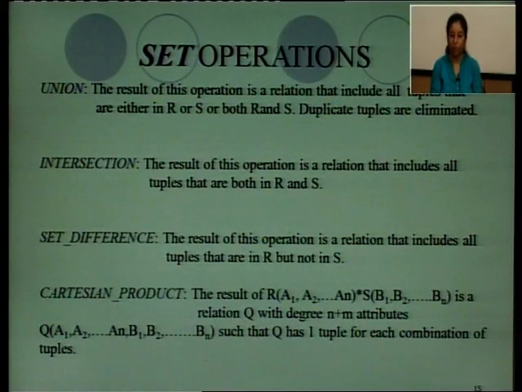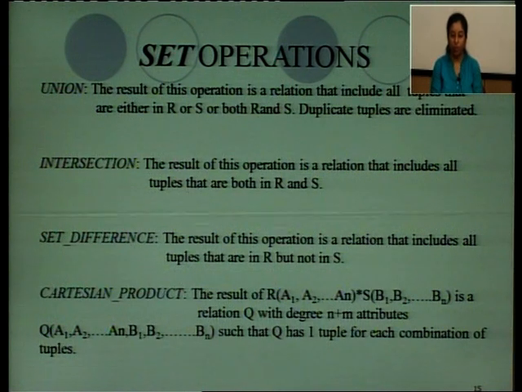Now next is the set operation. There are basically four important types of set operation in the system. The first is union, intersection, set difference, Cartesian product. The union: the result of this operation is a relation that includes all tuples that are either in R or S or both in R and S. The duplicate tuples are eliminated.